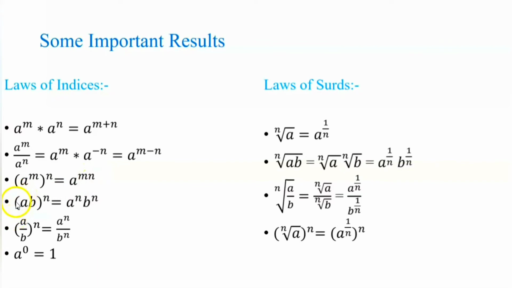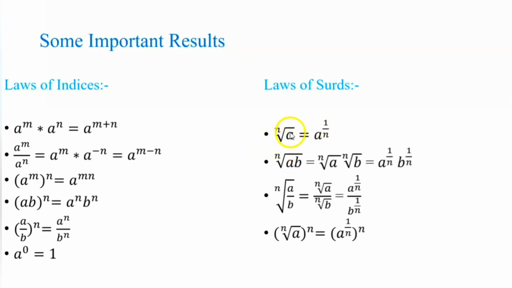The next one is a into b, the whole raised to n, is the same as a raised to n into b raised to n. Next one, a upon b whole raised to n is equal to a raised to n upon b raised to n. And the last one, most of us know that a raised to 0 is always equal to 1. So these were all the laws of indices. Now let me go to the laws of surds.